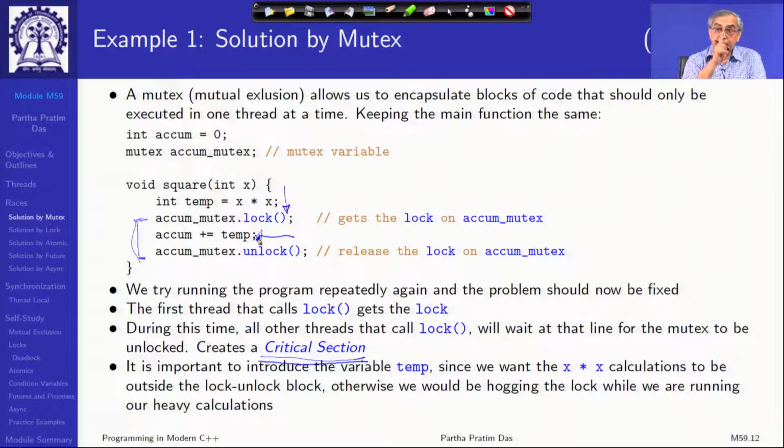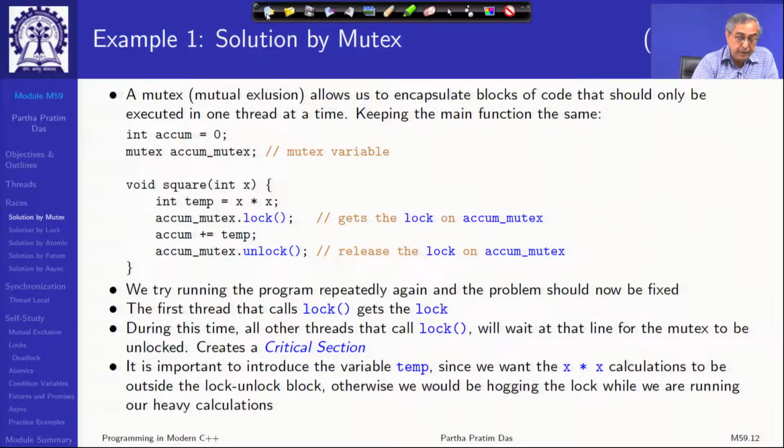But once one thread has acquired the lock, no other thread which has reached this point will be able to acquire the lock. They will have to wait at this point, till the thread which has the lock executes the unlock and releases it. Then, out of the waiting threads, one thread will acquire the lock and will be able to proceed.